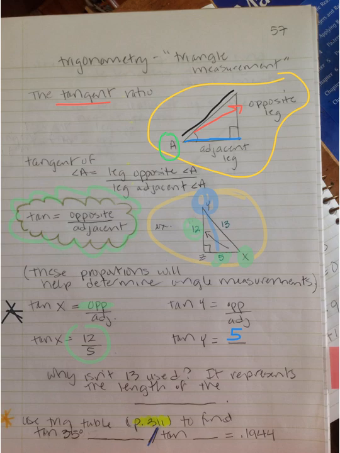Remember, we are looking at sides adjacent. Adjacent means next to, so it's going to be 12. So this is 12. Why aren't we using the 13? We are not using the 13 because it represents the length of the hypotenuse. And that has its own special ratio.